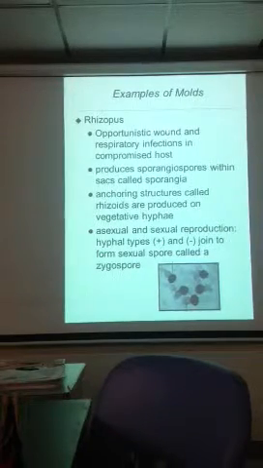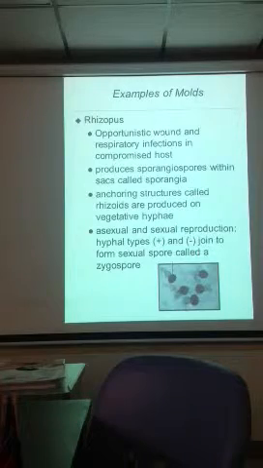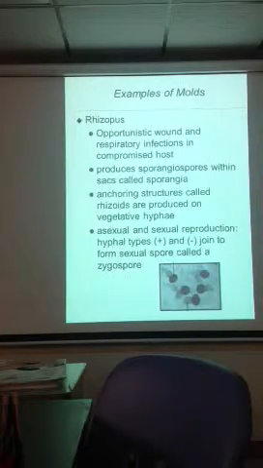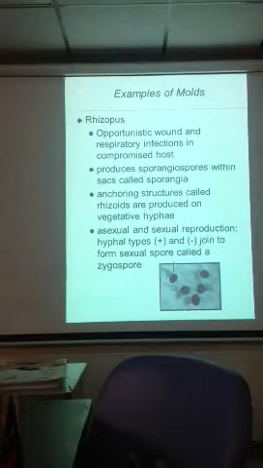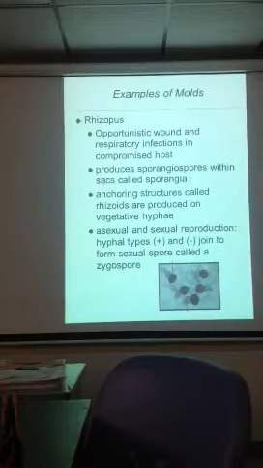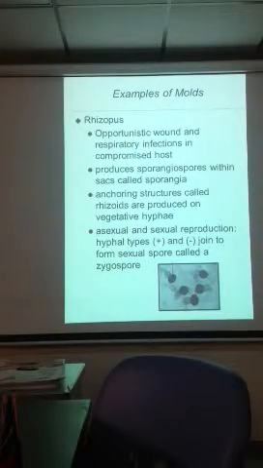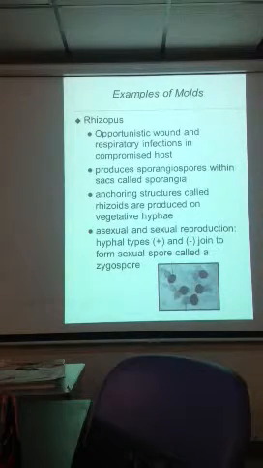But this can be a wound. This can cause wound and respiratory infections in a compromised host. Okay. And this one produces a different type of reproductive structure. It's called a sporangia. Right? And the spores that make up the sporangia are called sporangiospores.